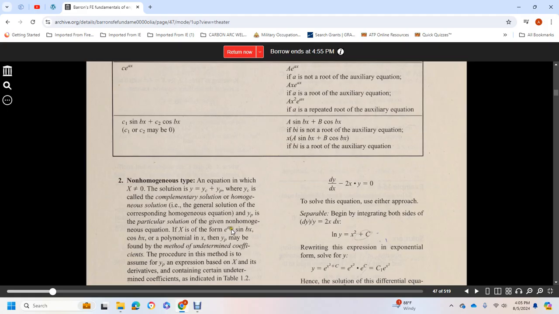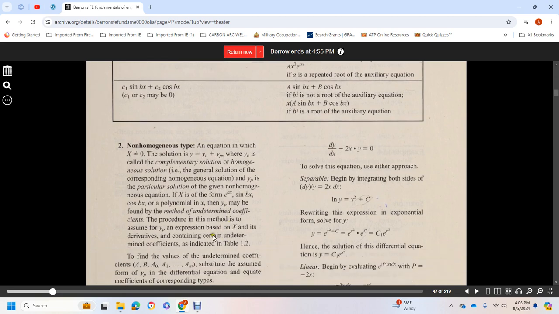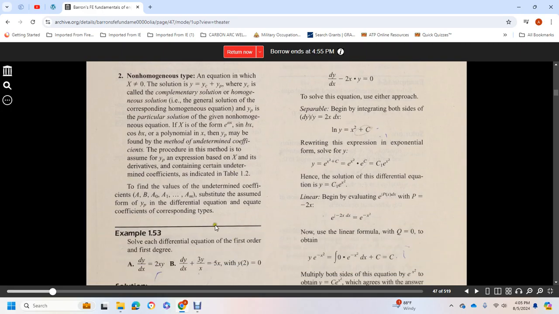If X is of the form of an e to the ax, sin bx, cosine bx, or a polynomial in x, then yp may be determined with the method of undetermined coefficients. The procedure in this method is to assume that the yp expression is based on X and its derivatives, containing certain undetermined coefficients as indicated in table 1-2. To find the values of the undetermined coefficients A, B, A0, A1, Am, substitute the assumed form of yp into the differential equation and equate coefficients of corresponding terms.